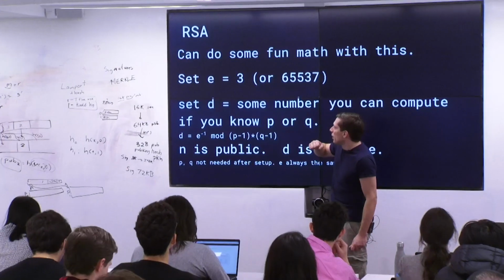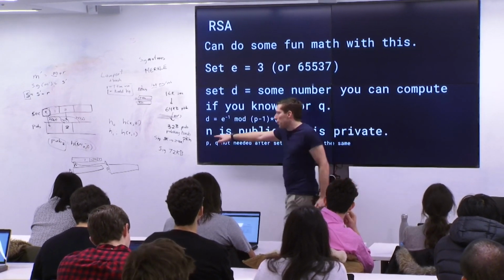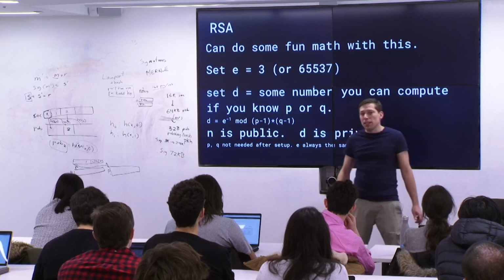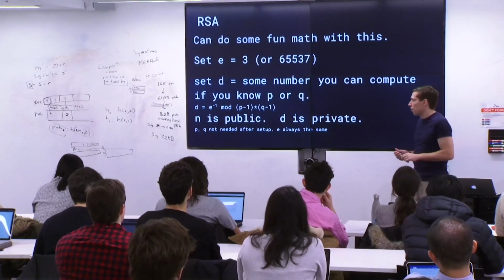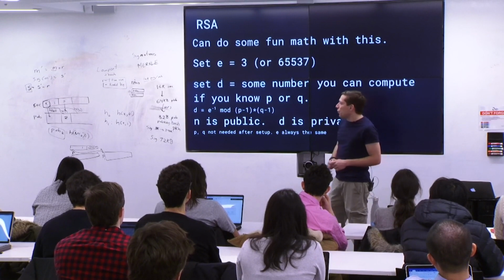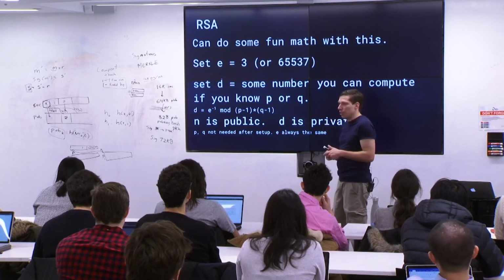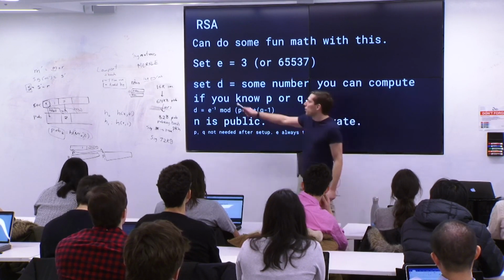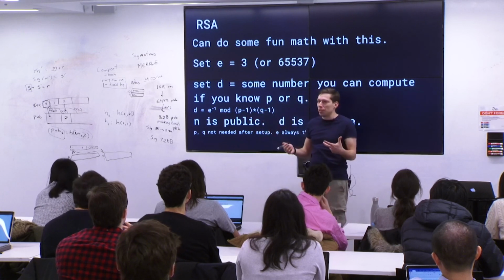The idea is you can do a bunch of multiplication and exponentiation modulo N. And because N is almost prime, there's some interesting properties where if you know the factors of N, you have these shortcuts you can do. And someone who doesn't know the factors of N can't do these shortcuts. So you publish E, which is a constant. This is a parameter of the system.